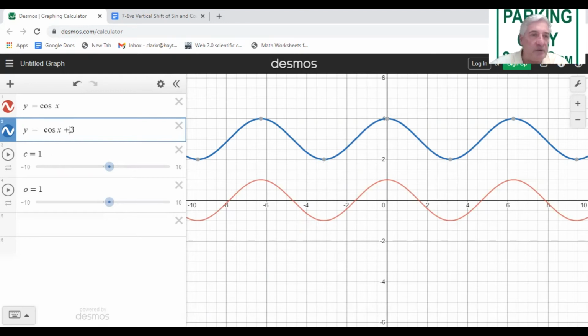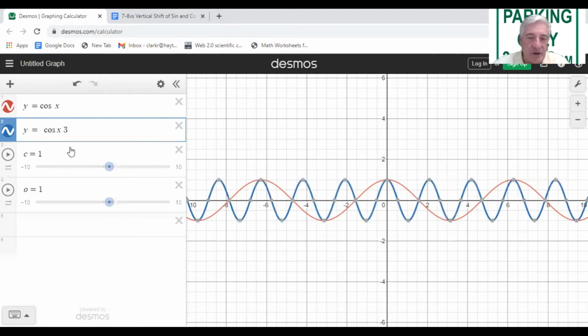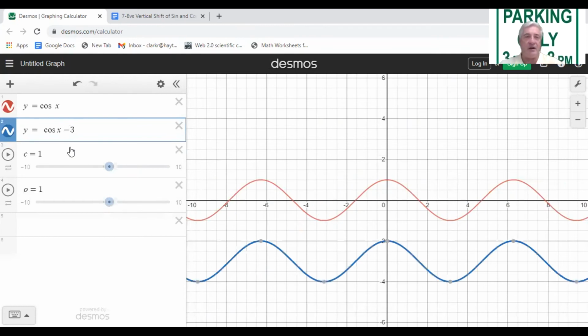What are we going to do to move our graph down 3? Somebody said, okay, he says put in a -3. There we go. We've moved it down 3. We haven't changed the amplitude. We haven't changed the period. And we haven't changed the phase shift.